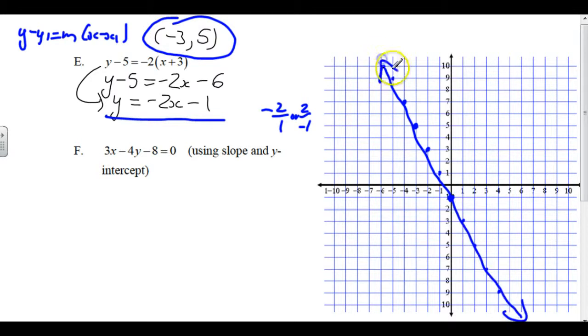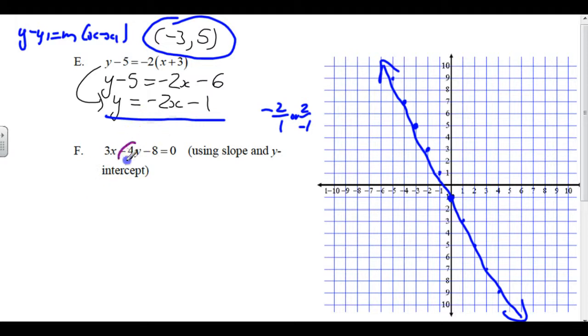Arrows on both ends. And we're done. And lastly, 3x minus 4y minus 8 equals 0 using slope and y-intercept. So from a general form, sometimes our strategy is to go into slope-intercept form. Sometimes our strategy is to use intercepts themselves.